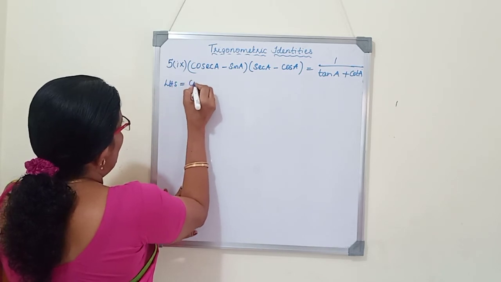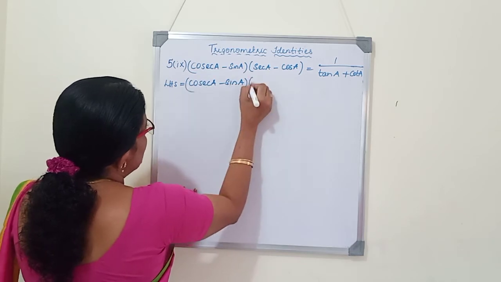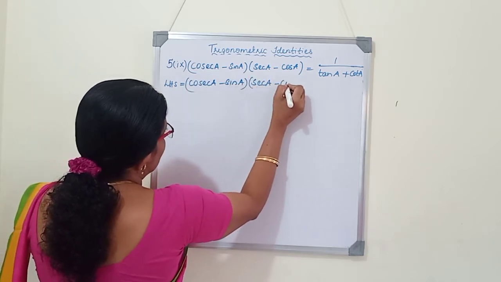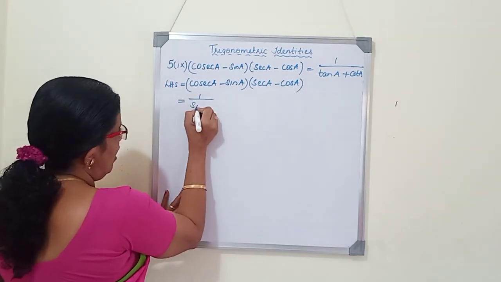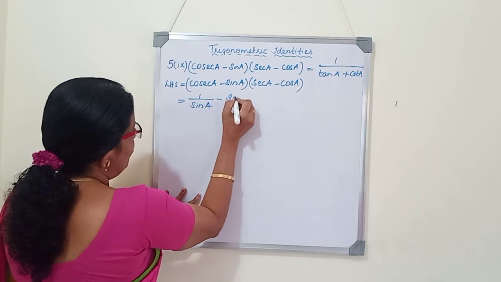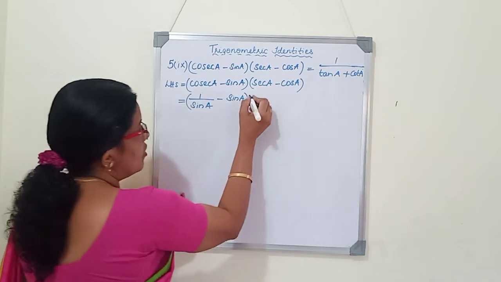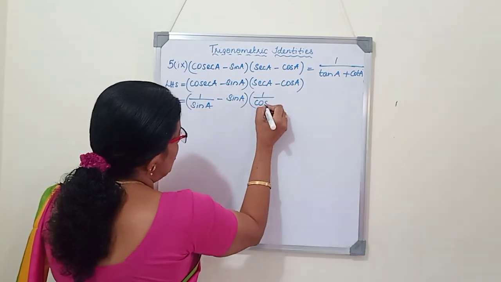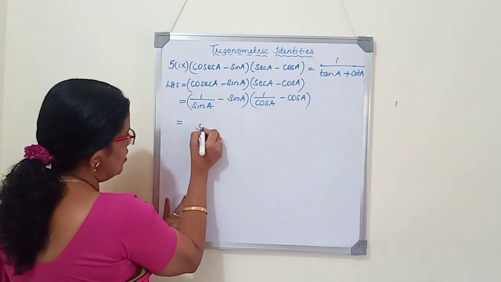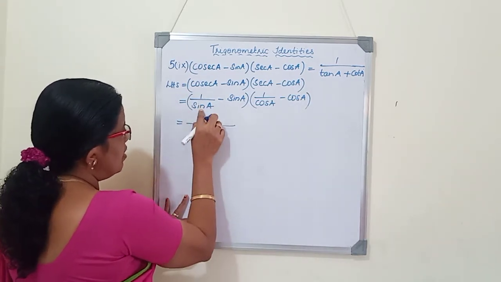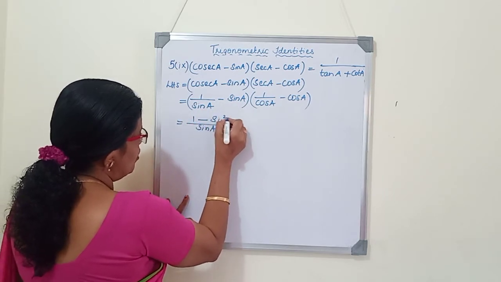LHS is equal to cosec A minus sin A into sec A minus cos A, is equal to, cosec A can be written as 1 by sin A. Sin A as it is we will write. We will be changing all cosec, sec, tan, cot, all these in terms of sin and cos. Sec can be written as 1 by cos A minus cos A. Now in the first bracket we'll take LCM. Sin A is the LCM. So as the denominator and LCM are same, we'll write 1 as it is. Sin A into sin A, sin square A.